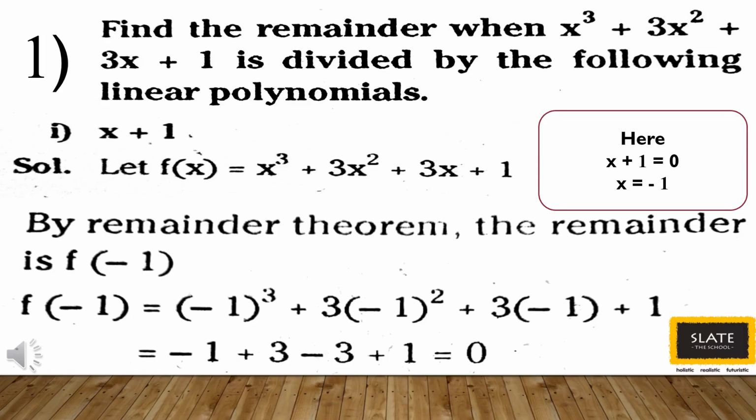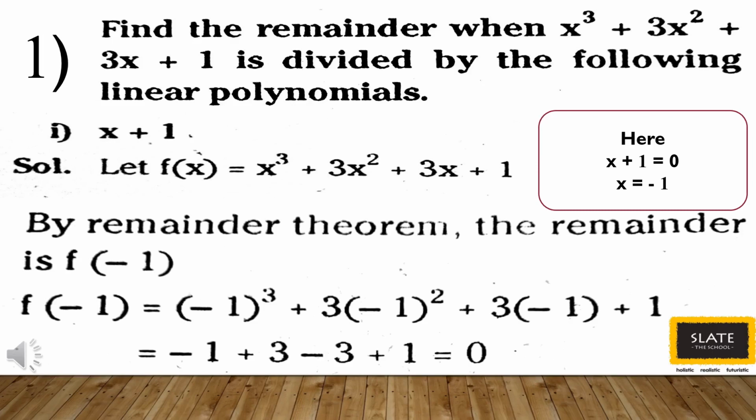Let us assume the given polynomial x cube plus 3x square plus 3x plus 1 as f of x. Now, by remainder theorem, when f of x is divided by x minus a, f of a is the remainder. Now here, x plus 1, when we equate it to 0, x is equal to minus 1. Therefore, the remainder becomes f of minus 1. So let us see the calculation.